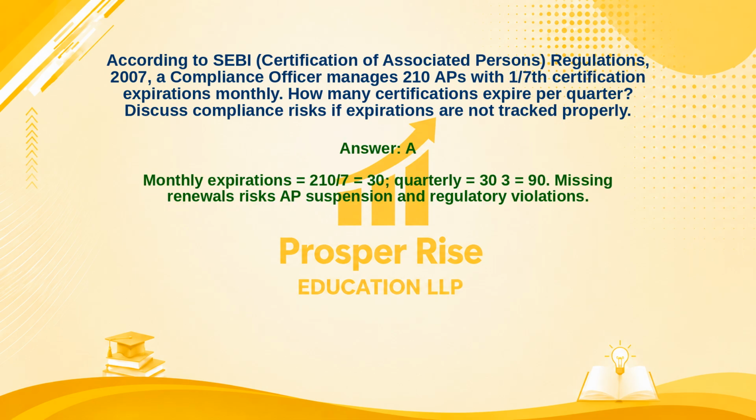Option A. Let's see why. Monthly expirations equals 210 divided by 7 equals 30. Quarterly equals 3 × 30 equals 90. Missing renewals risks AP suspension and regulatory violations.